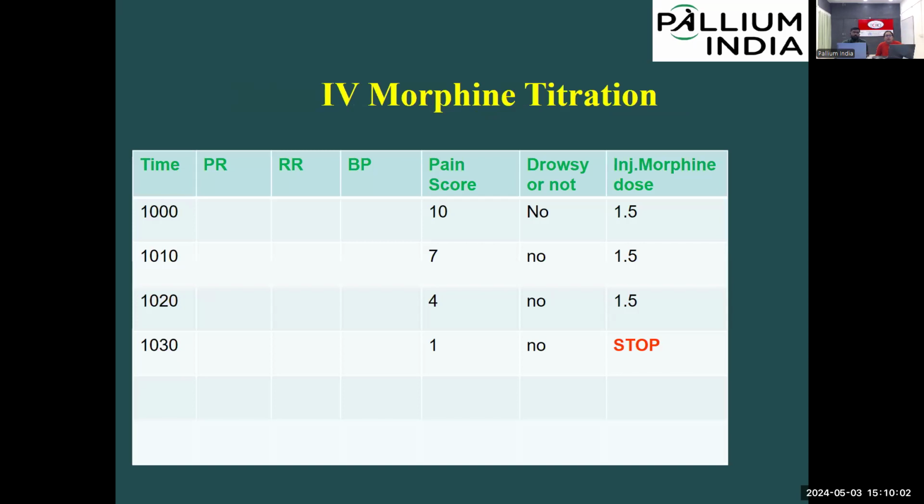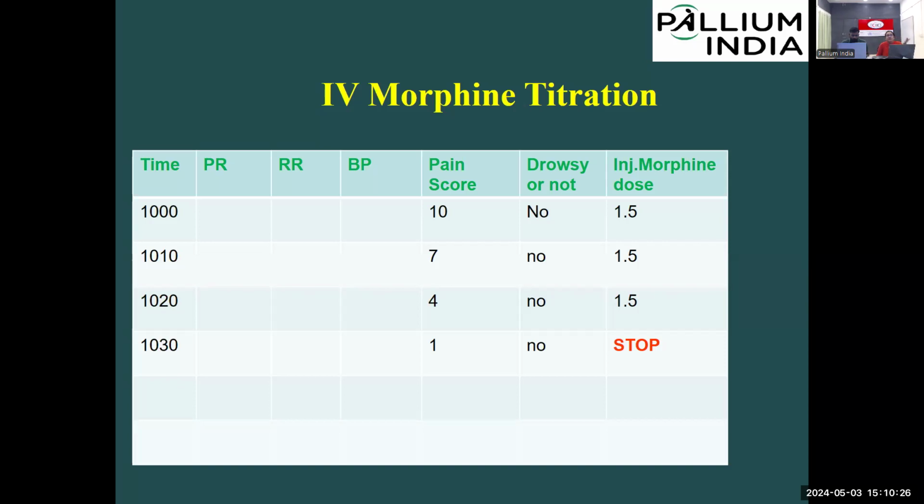Next slide, please. Suppose the patient has started on morphine titration at 10 o'clock. Record the vitals and record the pain score of the patient. Our patient has 10 on 10 pain. We have recorded the pain score and drowsiness is also noted. The patient is not drowsy now. We gave the patient 1.5 milligram of morphine, that is 1 ml of morphine.